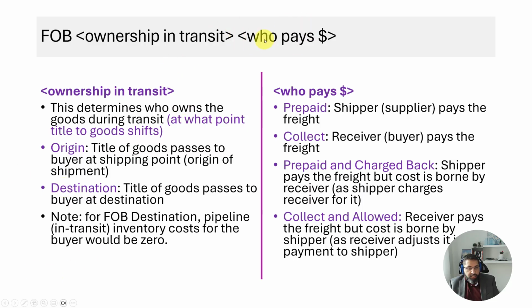The second term that gets added to FOB indicates who pays for the transportation. So you have FOB origin or FOB destination, and then there's another term added, which can be one of four options. You add the second term, which will be prepaid or collect, or prepaid and charged back, or collect and allowed. First, try to understand prepaid and collect, and then the other two will make sense. Prepaid means that the transportation company is going to be paid by the one who initiated the transportation, which is the supplier. So the supplier pays for the transportation.